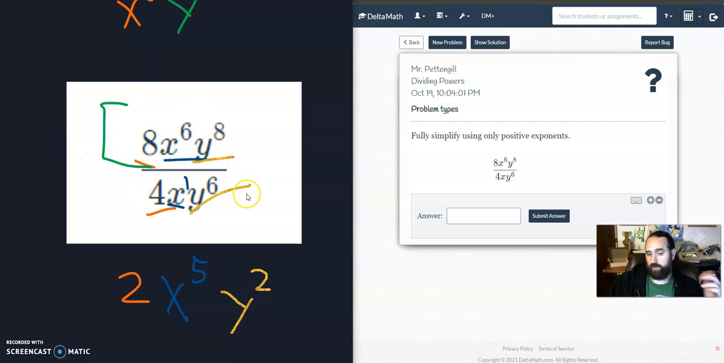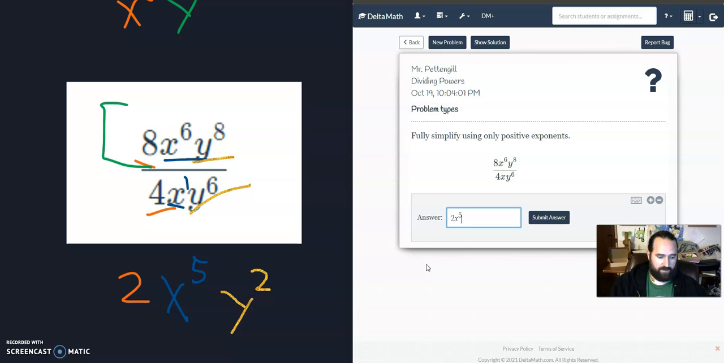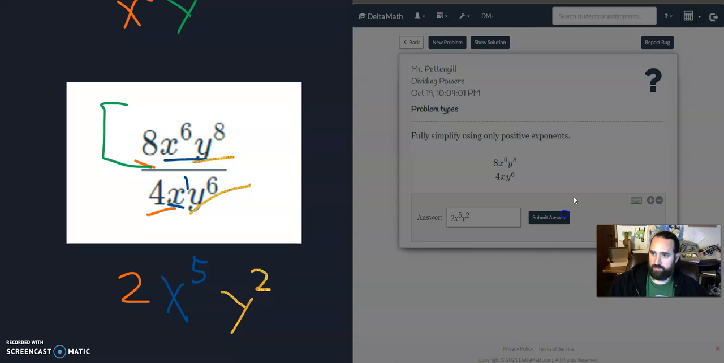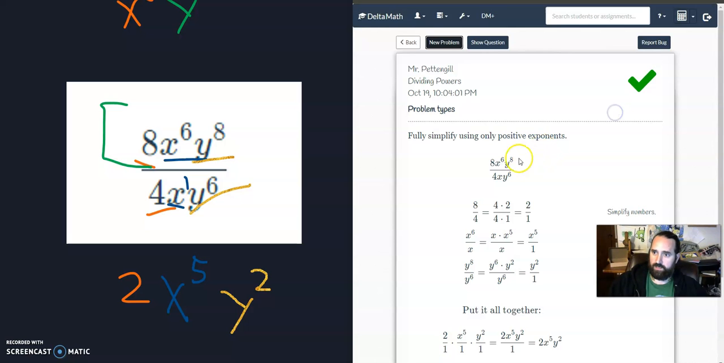Like if, for example, we had swapped it around, if the y to the 8 was on the bottom, then it would have stayed there. I'll see if I can find an example real quick before we move on. But that's just 2x to the 5th, y to the 2nd. Submit my answer. Yes, that's my answer. Delta Math says, yay, I'm good.